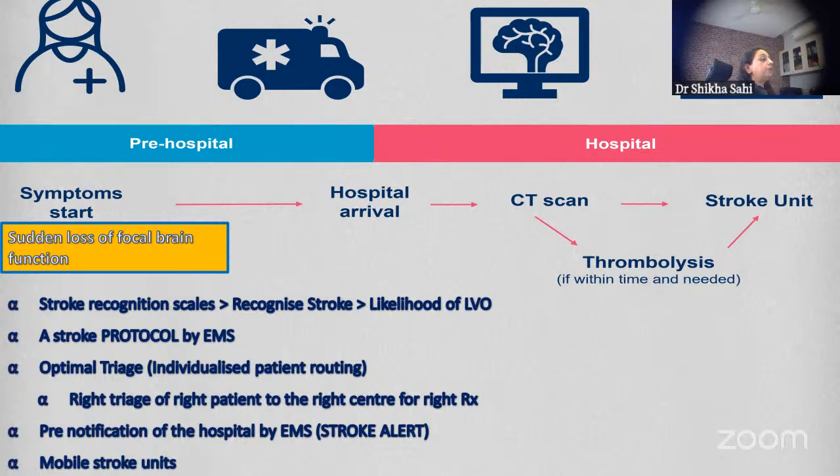Stroke alert should be done even before they reach the hospital, so that the emergency department and the stroke team is ready to deal with this patient. Another major thing is the use of mobile stroke units. There is a lot of research happening, and this is a growing thing, which I will discuss later.